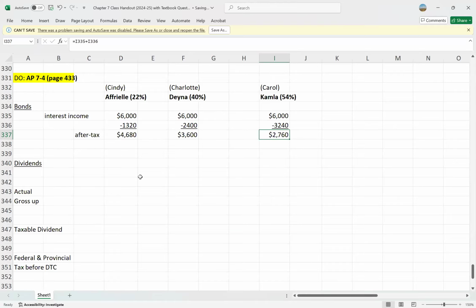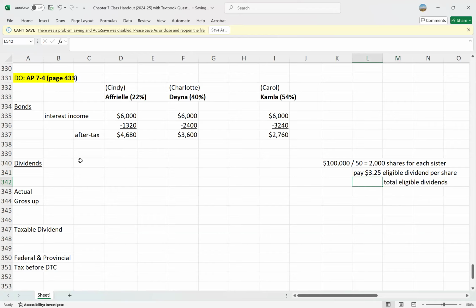Well, that's pretty straightforward. Now, if they invest in the shares, we need to figure out how many shares they can buy. So they each will have $100,000. Each share will be $50. And so that's going to result in 2,000 shares for each sister. The shares pay $3.25 eligible dividends per share. So the total eligible dividends will equal 2,000 times 3.25, which is 6,500.